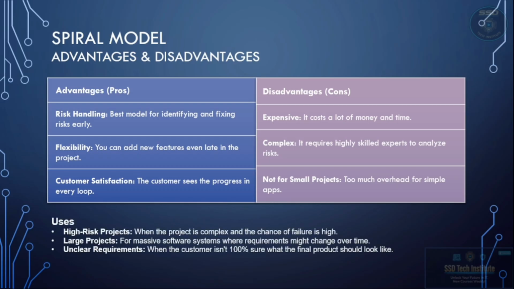So when do you use it? When the chances of failure are high. It is used in large projects for massive systems where the requirements change over time. And also with unclear requirements, when the customer isn't 100% sure what the final product should look like.